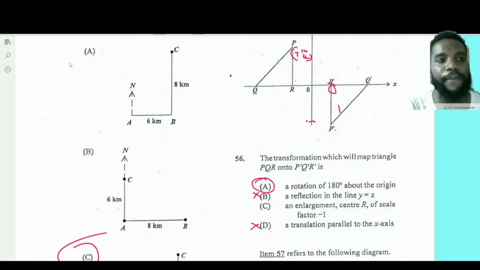Alright, so whenever you rotate 180 degrees, the values just become negative. And of course, you can see that it's upside down, really indicating a rotation. Let's take this down.